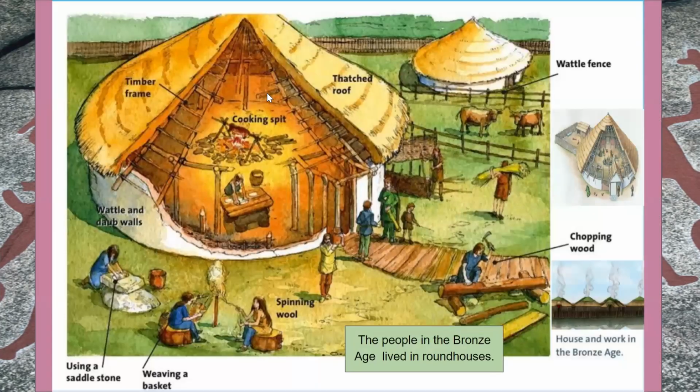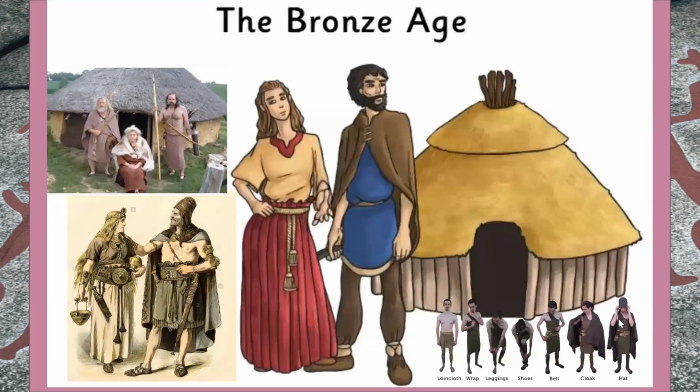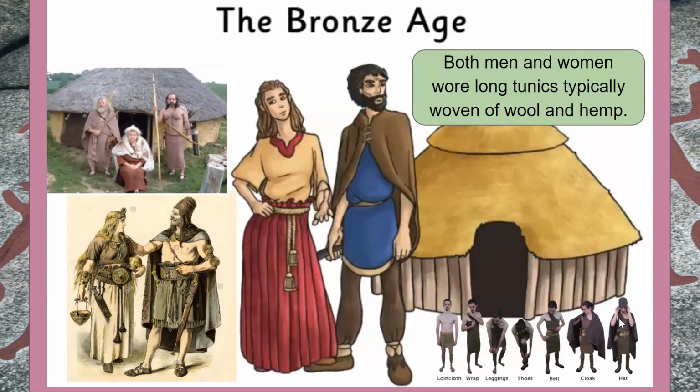The people in the Bronze Age lived in round houses with wattle and daub walls or dry stone walls. Some houses had to be built on stilts as they were constructed on wetlands. During the Bronze Age, both men and women wore long tunics typically woven of wool and hemp. They had coverings over their tops too.